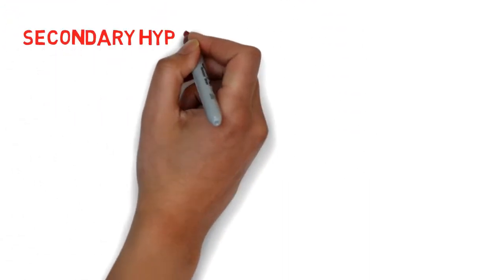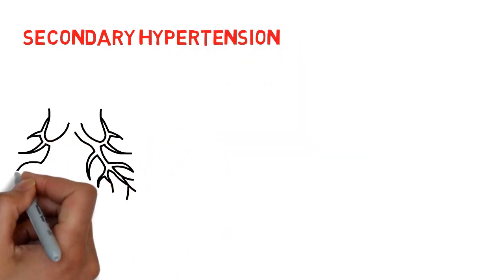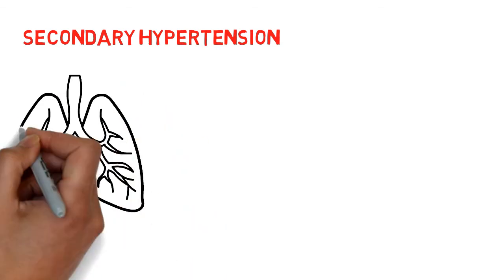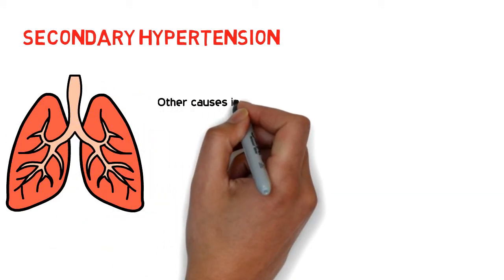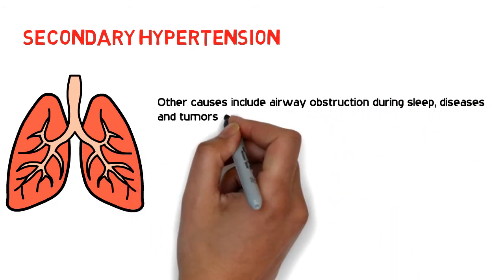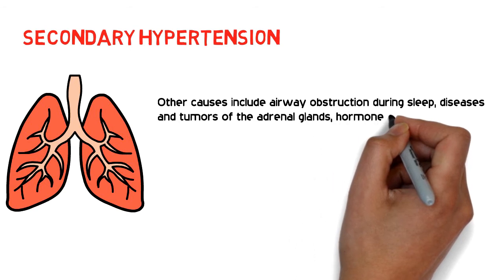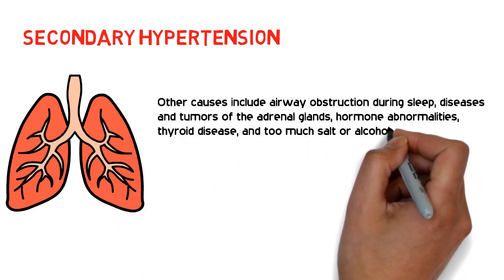Secondary hypertension. The most common cause of secondary hypertension is an abnormality in the arteries supplying blood to the kidneys. Other causes include airway obstruction during sleep, diseases and tumors of the adrenal glands, hormone abnormalities, thyroid disease, and too much salt or alcohol in the diet.